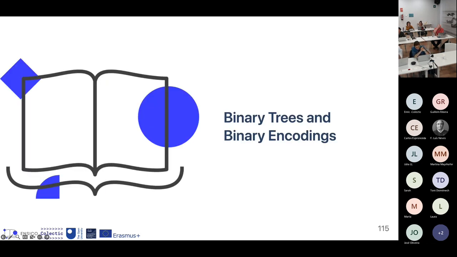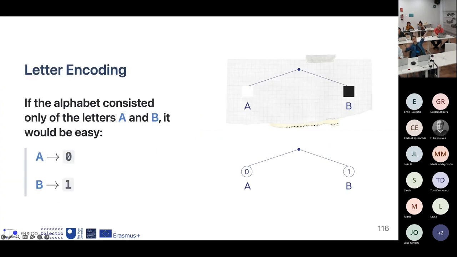And so we are going to talk about binary trees, which we actually have already talked about, and binary encodings. It would be very easy if the alphabet had only two letters, say A and B, because we could say, okay, A is 0, B is 1, done. But the alphabet has more letters, okay? So we need to have more branches in our binary tree. Two branches are not enough. And so we are going to build a bigger binary tree.